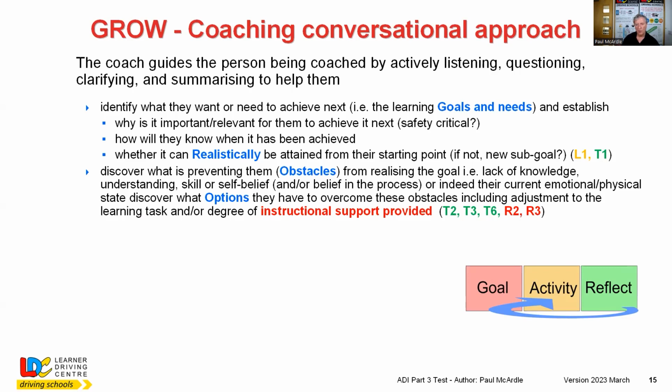Then once you know what you need to overcome, we start talking about how we can overcome those things. In other words, from the growth point of view, what are the options? What options do you have to overcome these obstacles, including adjustments to the learning tasks? You can actually break a skill down into sub-skills and tackle each sub-skill. That might be one option open to you.